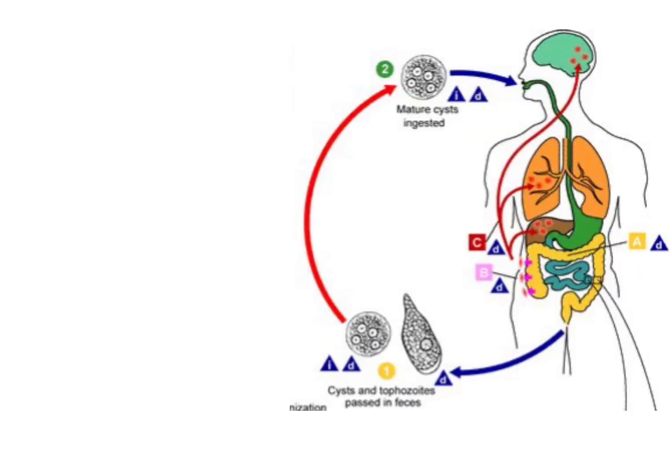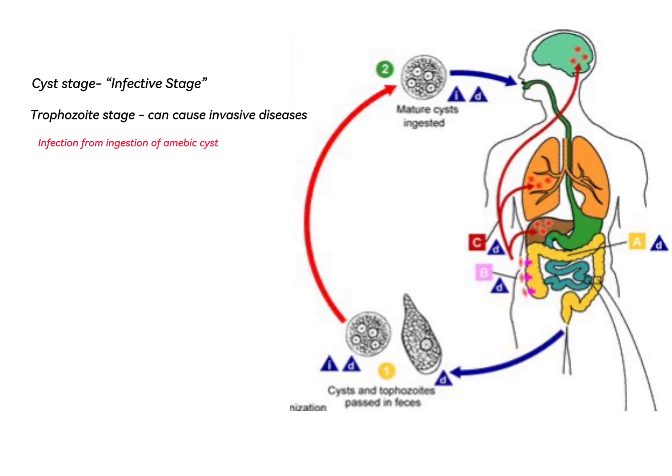So how do we get infected with this amoeba? Well, there's a cyst stage, which is the infective stage, and there's also a trophozoite stage, which is the stage of the amoeba that actually causes the invasive disease. We get infected from ingestion of the amoebic cyst, which we can get from contaminated food or water. We can also get it by the fecal route. If an individual has an infection with Entamoeba histolytica, they will release mature cysts in their feces, and if another individual ingests food or water that has been contaminated with these cysts, they are going to get infected themselves.